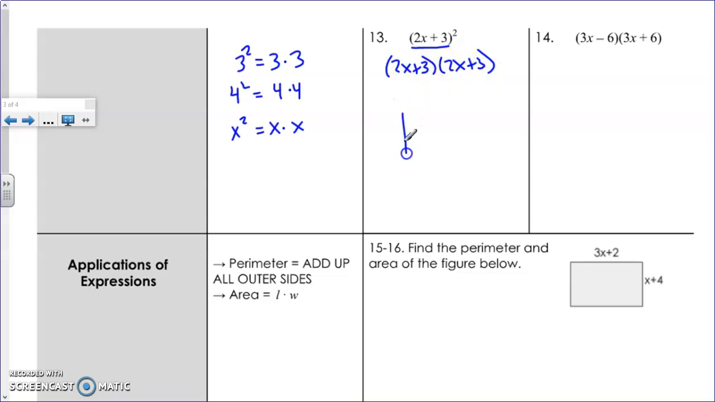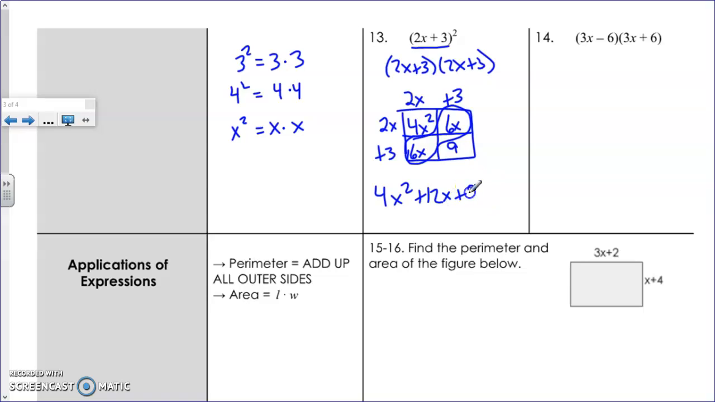When we're multiplying two binomials, we can use the distributive property or the box. So we have 2x plus 3, 2x plus 3. So I get 4x squared. 2 times 2 is 4, x and x is x squared. Then I take the 2 times 3, gives me 6, and then the x. 3 times 2x, 6x. 3 times 3, 9. These in the middle are like terms. So I have 4x squared, 6 plus 6 is 12x, plus 9. Standard form, highest degree to lowest.